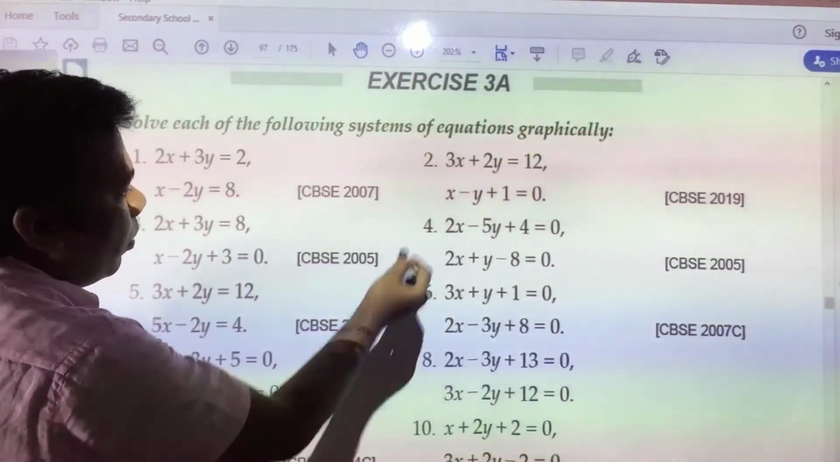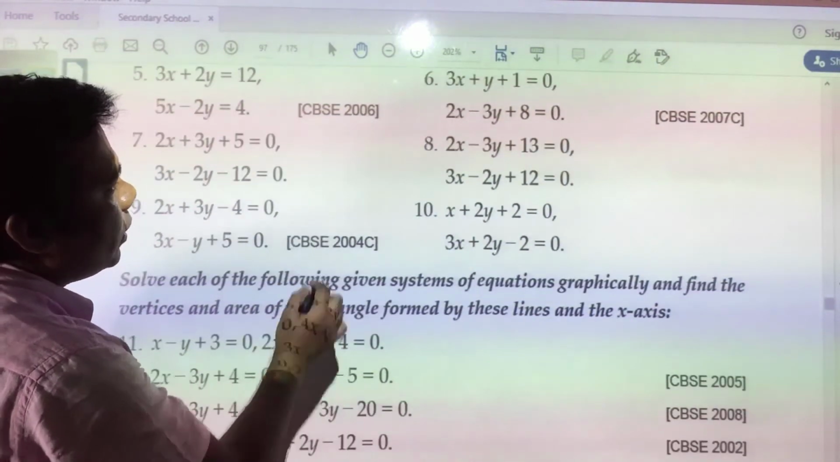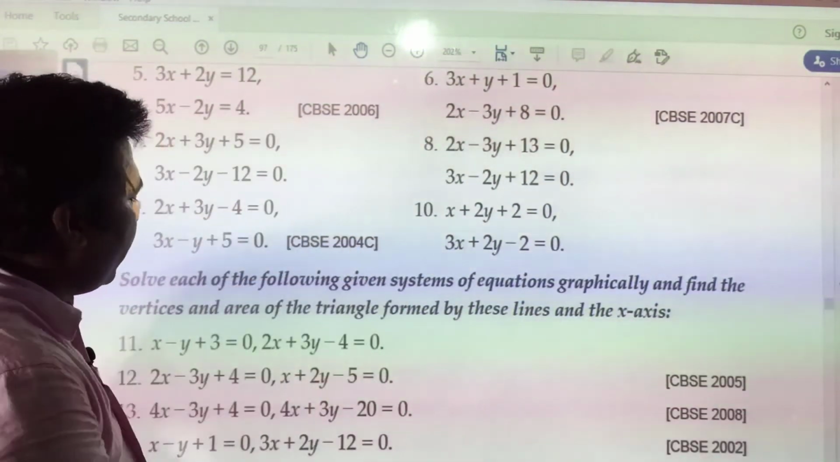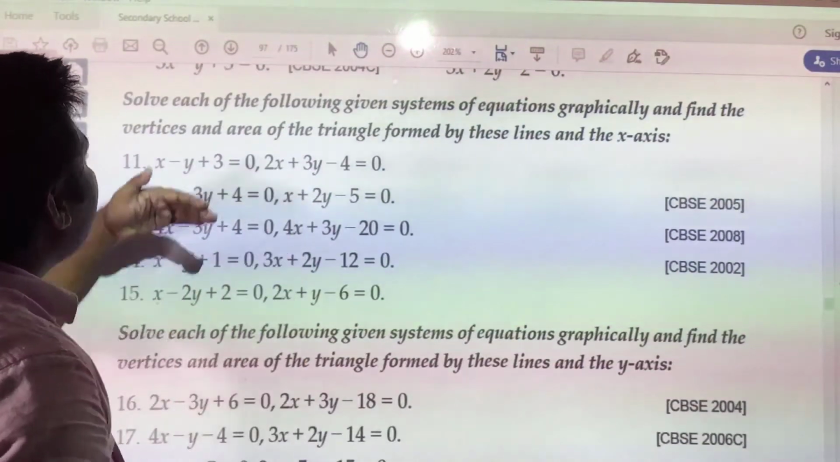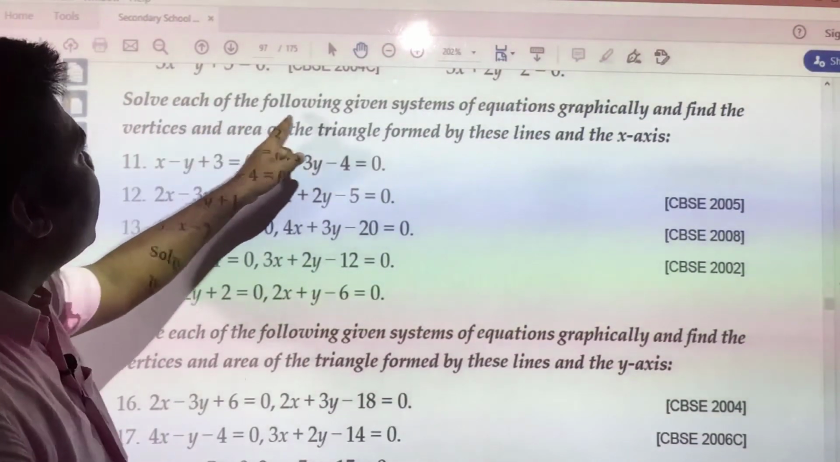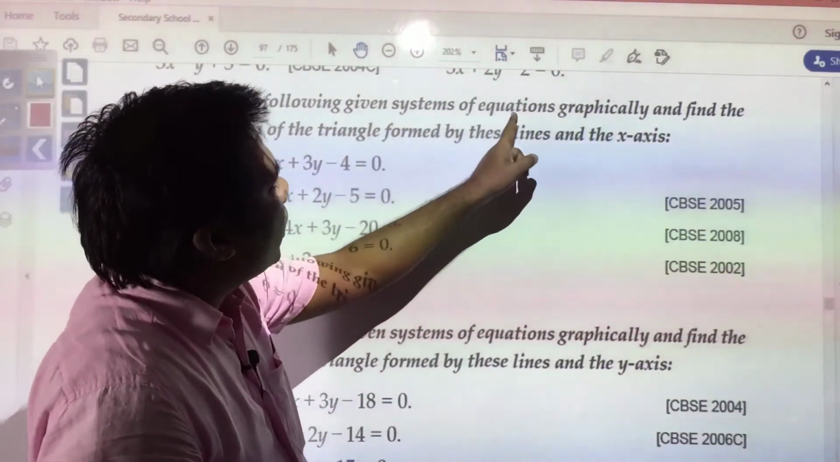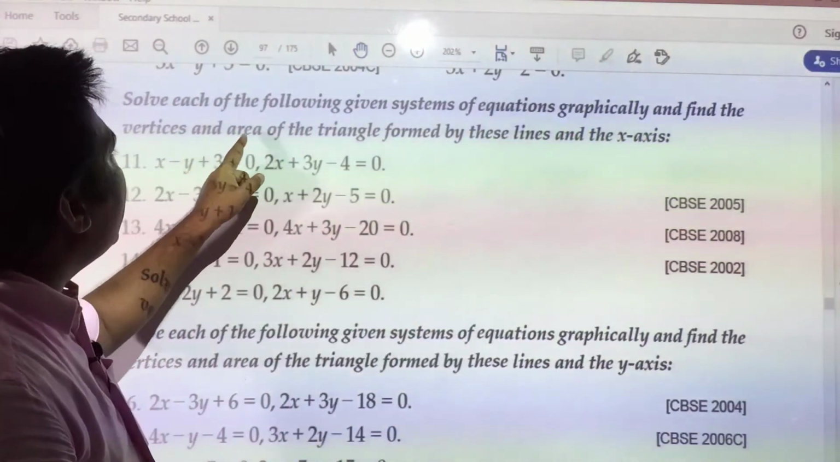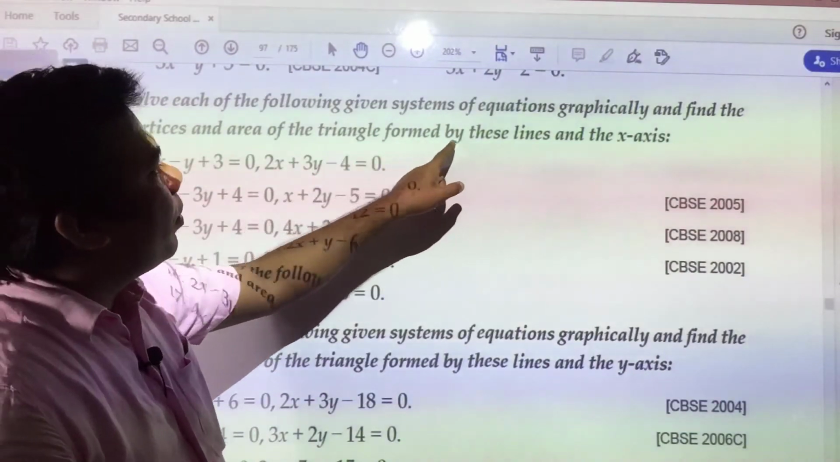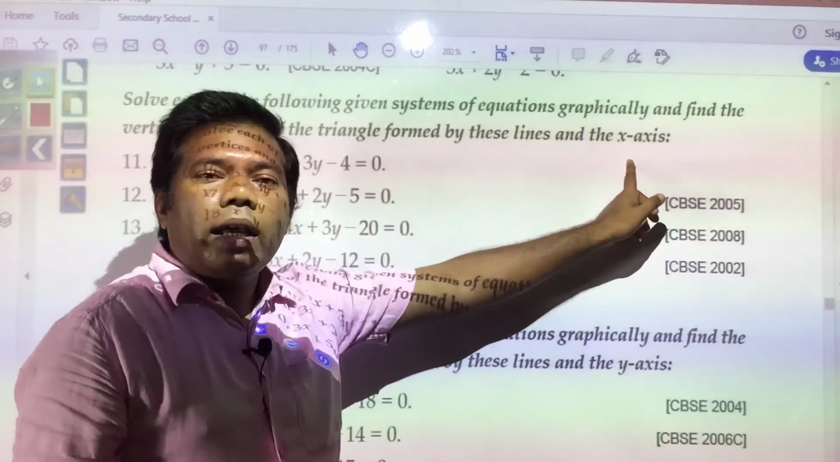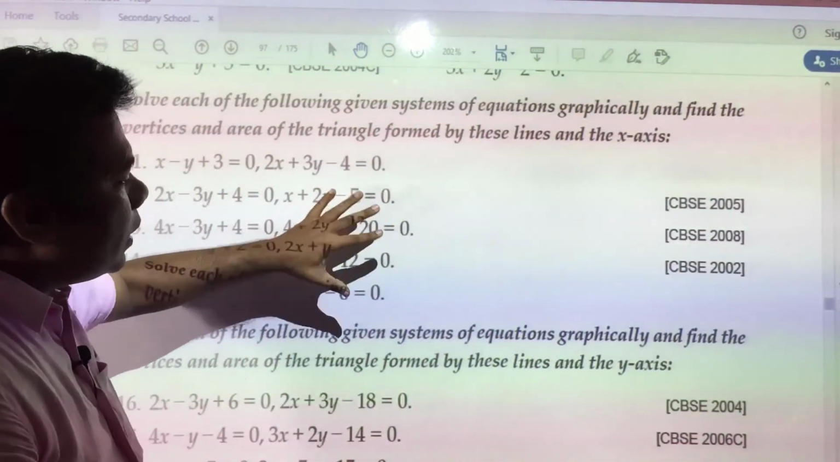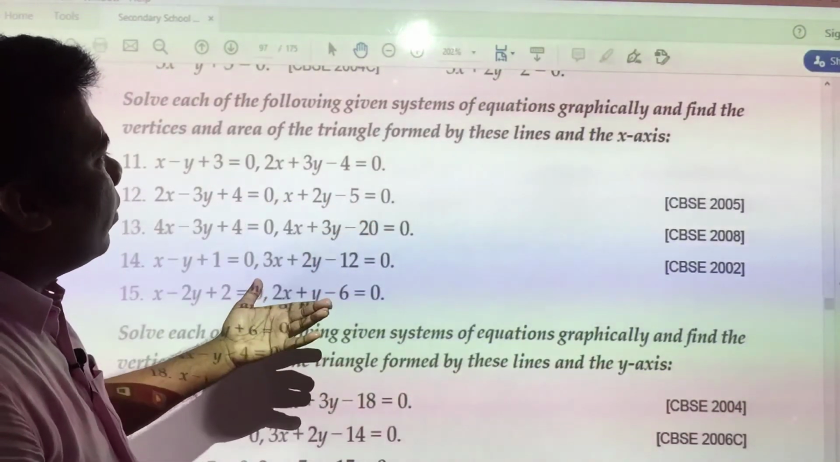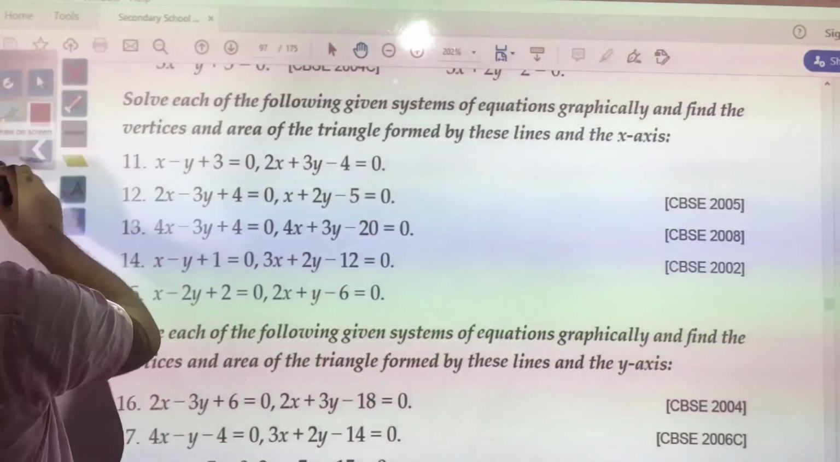So you need to plot these graphs, you do practice yourself, you complete these all. Second type of questions you have: solve each of the following given systems of equations graphically and find the vertices and area of the triangle formed by these lines and the x axis. So similar things are there, you need to plot the graph, but there is an extra thing you need to do.